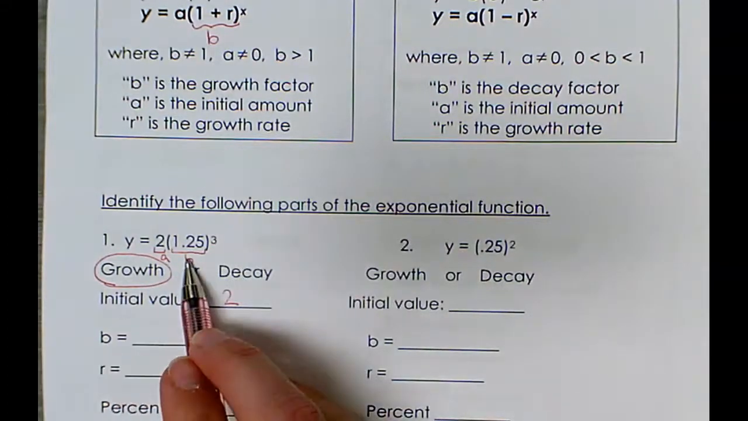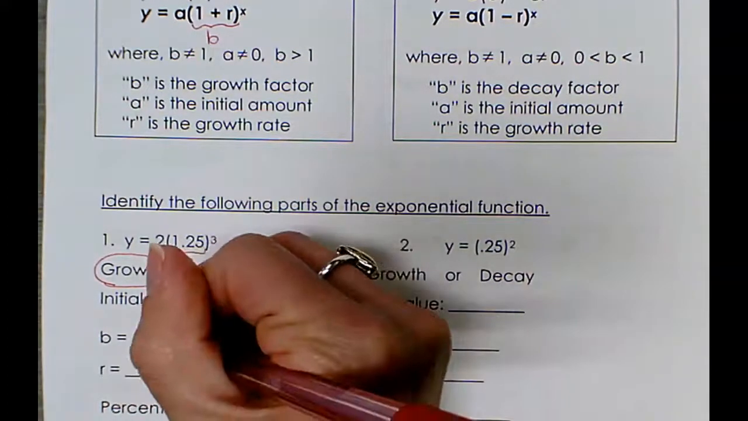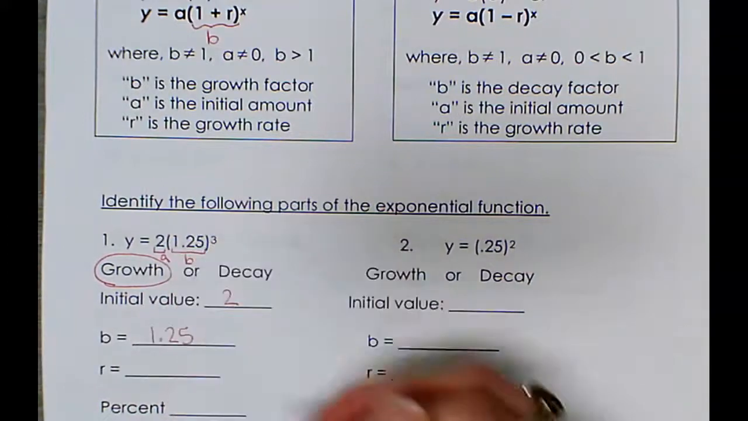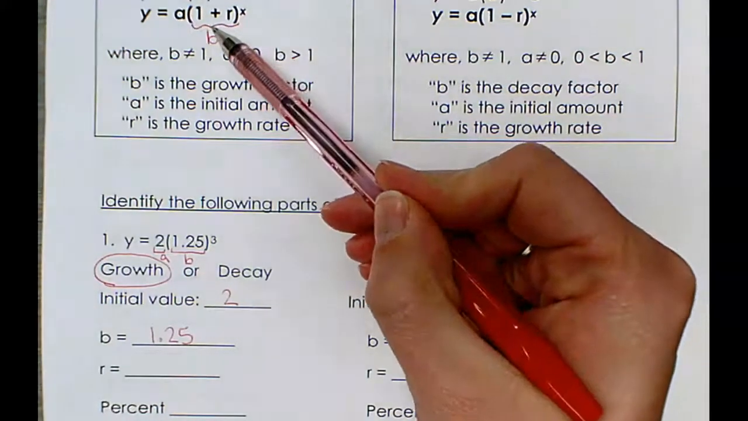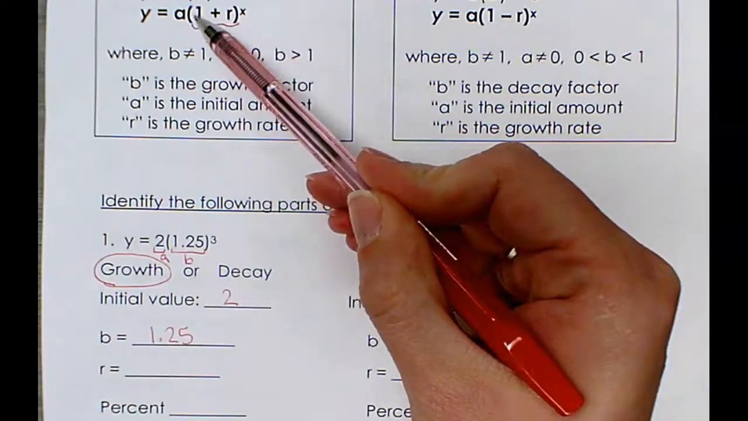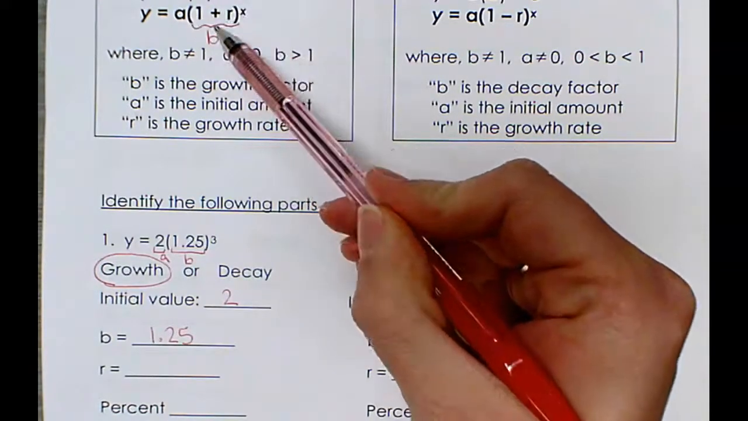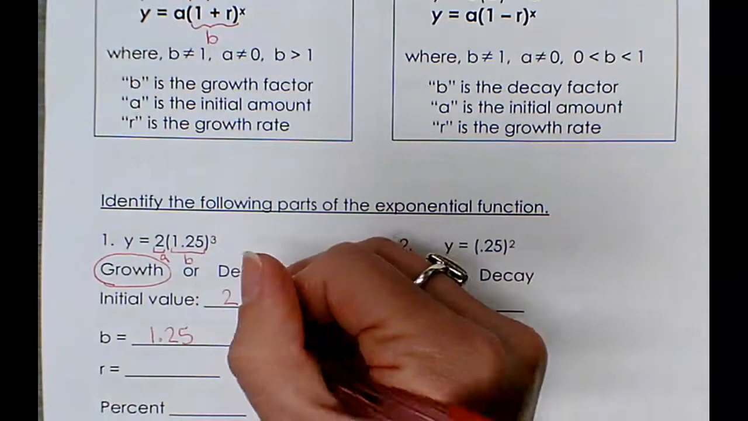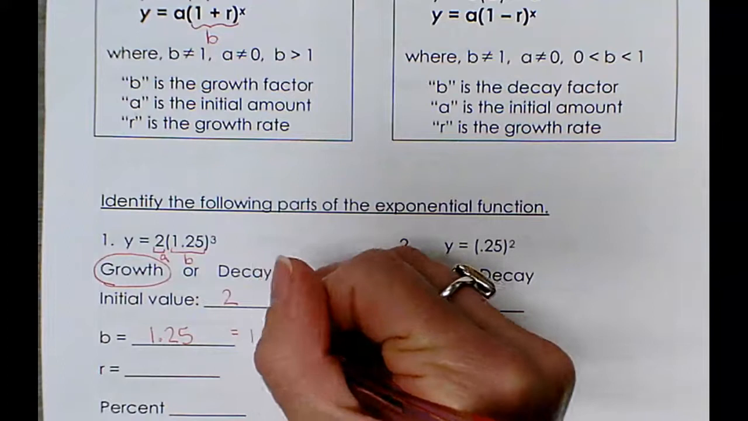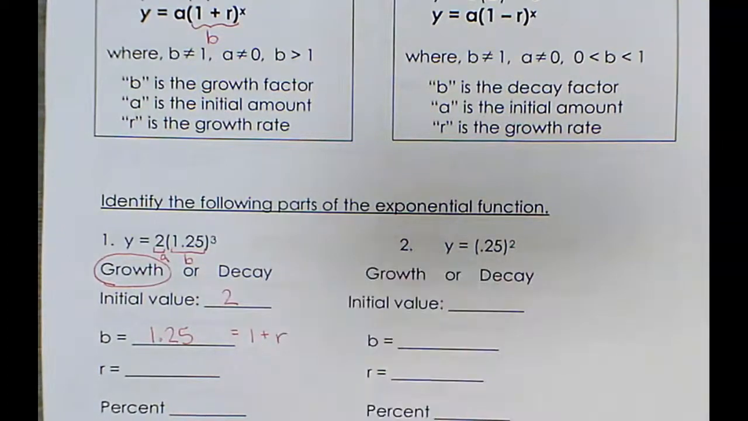The b value was 1.25. But I need the r out of it. Now the r is the amount that you have changed from 1. So in a growth problem, the r is the amount that you add to 1 to get this growth factor. So if this is 1.25, that is 1 plus your r value.